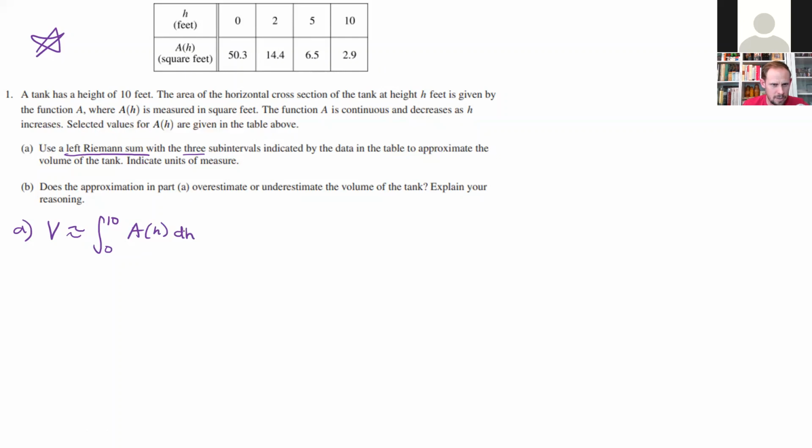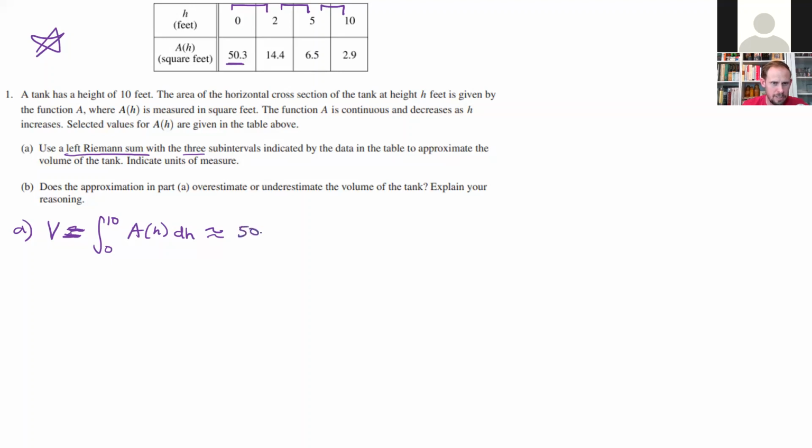So this integral, actually, I guess we should say equal to here. This integral is approximately, so this is where we would need the approximately, or you can just go straight from volume to is approximately equal to. And then we'd use the Riemann sum here, and we want to use the left side. So here's one interval, here's the next interval, here's the third interval. So this is the left side for the first one.